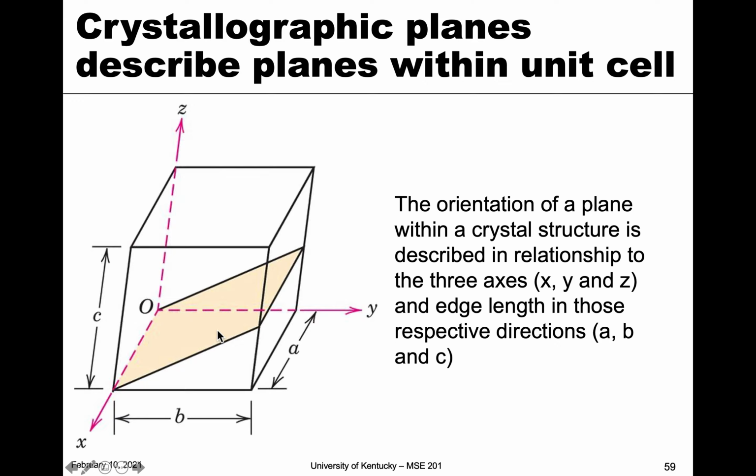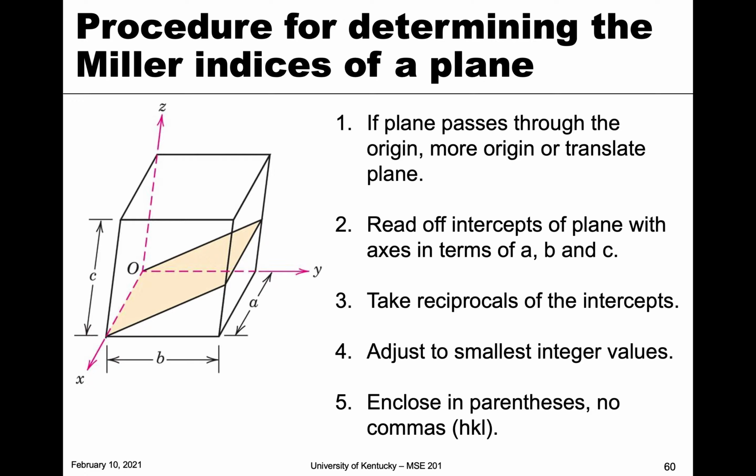So it's basically showing you the orientation of a plane within this crystal structure in relationship to the three axes, x, y, and z, or a1, a2, a3, and then again in terms of the lengths. So just like we've done with the other crystallographic features, I want to show you a procedure for how we can determine the Miller indices.